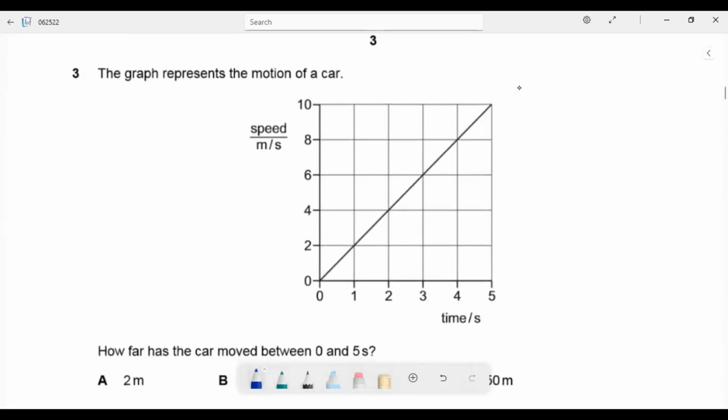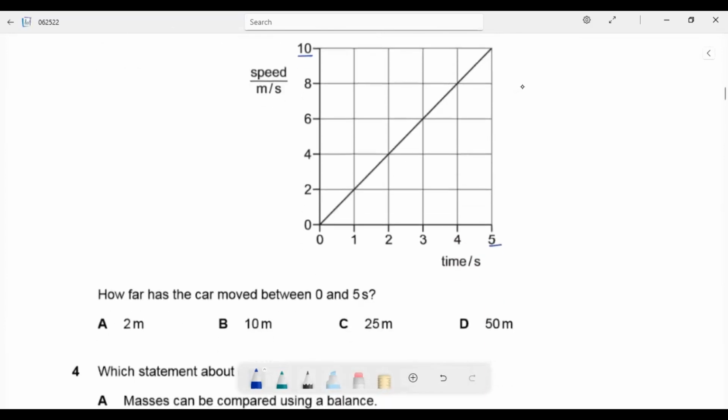The graph represents the motion of a car. Speed is given as 10 meters per second here. Time up to 5 seconds is given. How far has the car moved between 0 to 5 seconds? What is the distance? For finding the distance, it is the area under this graph. The area under the graph will give the distance.